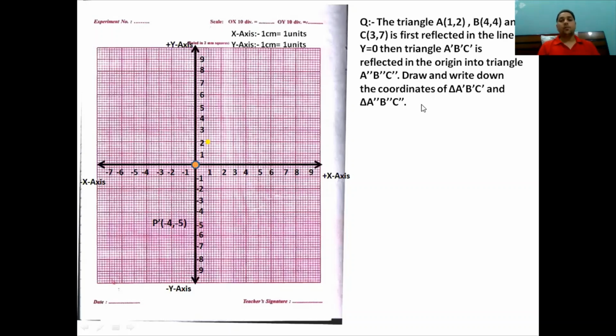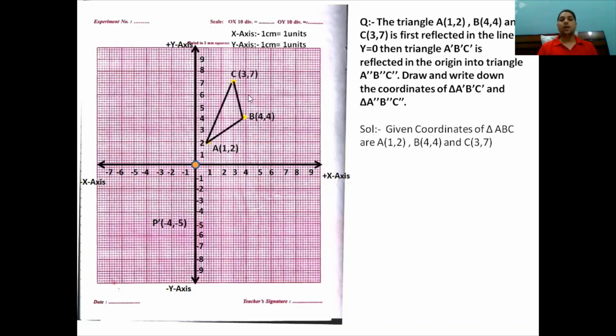So first we have to find the points. What is given here? We have the coordinates of triangle ABC here. A is (1, 2) here. So first we locate the point (1, 2). Then point B (4, 4) here. Then point C (3, 7) here. So joining these 3 points, we have a triangle like this.